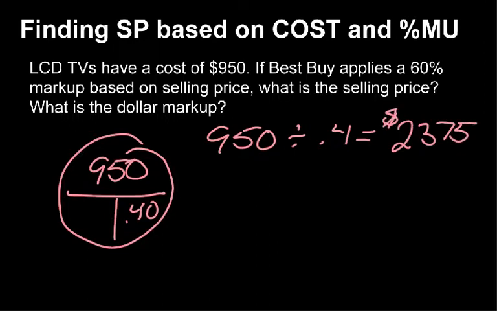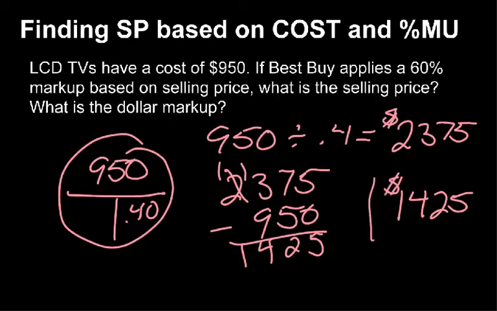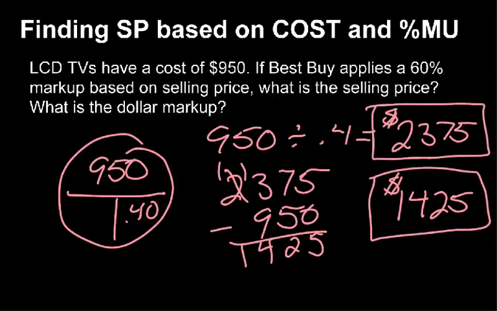Now we still need to find the dollar markup, so we'll take that $2,375 and subtract the cost $950, and we get a dollar markup of $1,425. So again, selling price was $2,375, dollar markup was $1,425.